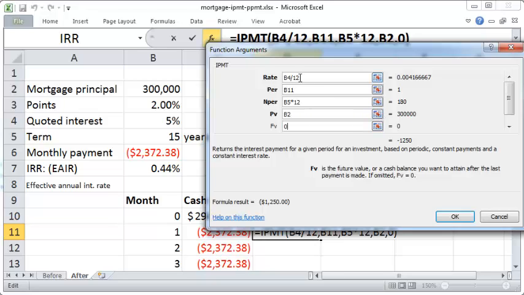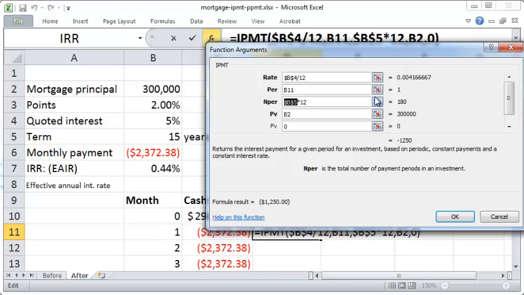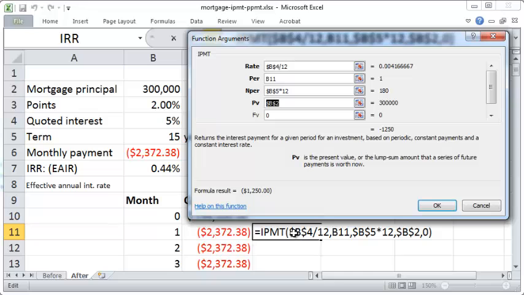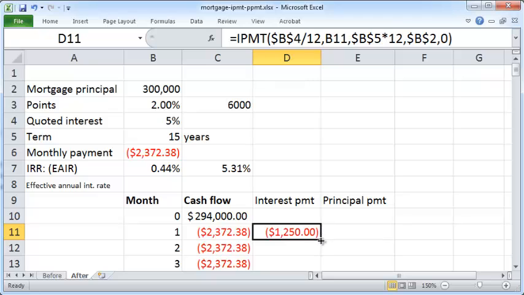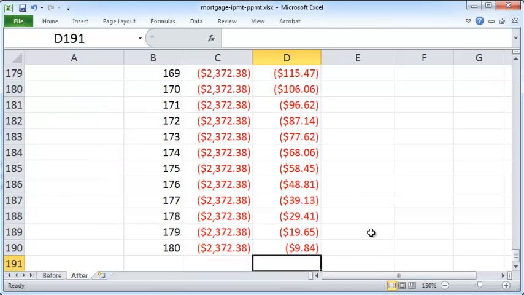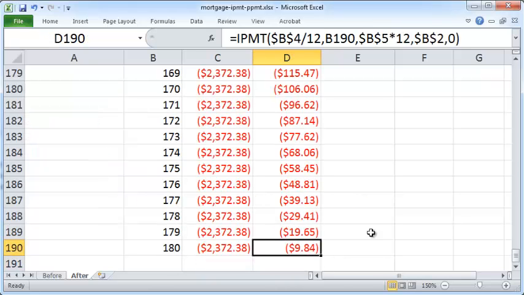And we just need to make one small change here. We just need to make sure these are all in dollar sign. So what I'm doing is I'm just pressing the F4 button here, and B4 then becomes $B$4. Period B11 should not have any dollar sign. Number of periods should have $B$5, and the present value should have $B$2. And the reason for that is because we wish to copy this formula all the way down, and we don't want to type it again and again. And if you click OK, now you can just double click on this, and you will see that it'll compute the interest payments all the way till your 180th payment or the 15th year.